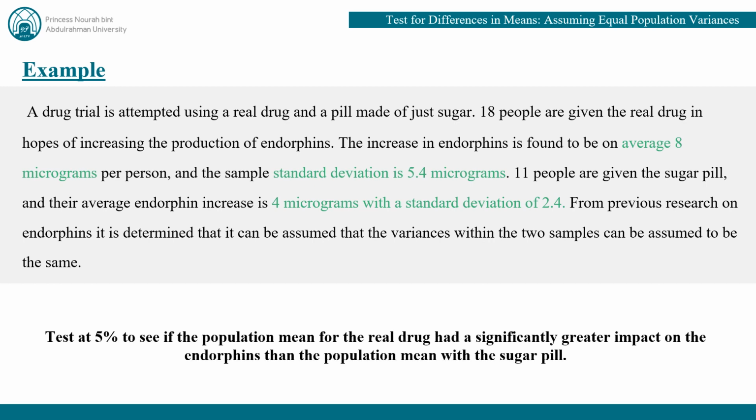We are asked to test at 5% to see if the population mean for the real drug had a significantly greater impact on the endorphins than the population mean with the sugar pill. إذا مطلوب مننا نختبر 5% صحة هذه الدراسة.